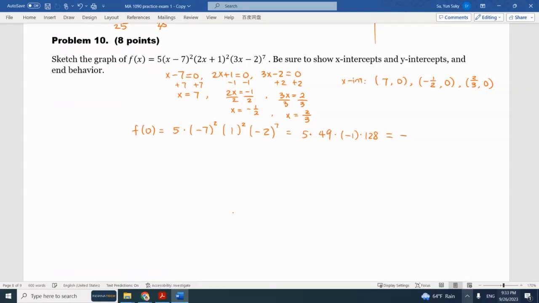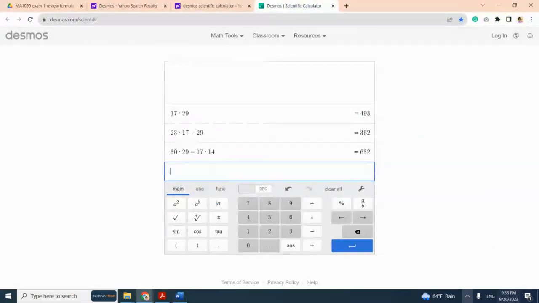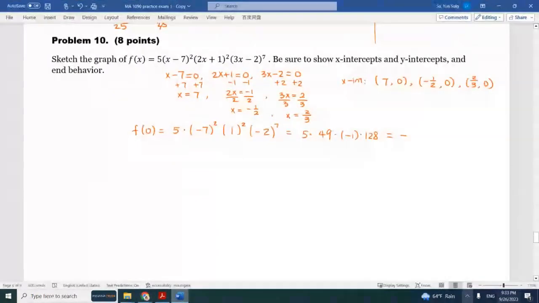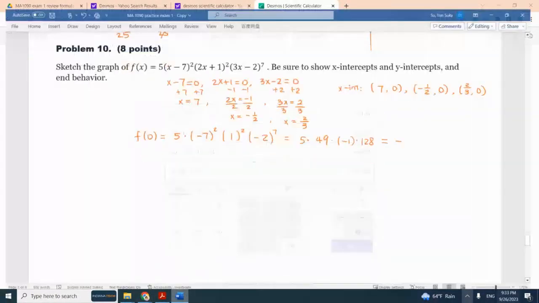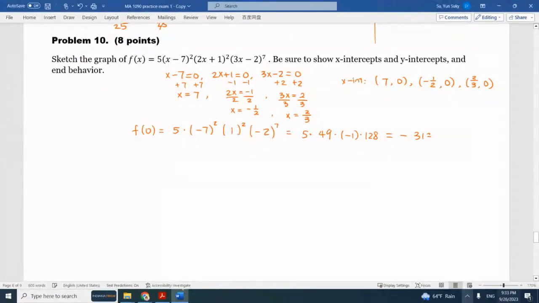And I know this is negative 5, 49, and 128. So I missed that, 128. Okay, 128. The product is 31360. Yes, so the y-intercept is (0, negative 31360). It's a big number, but that's okay.